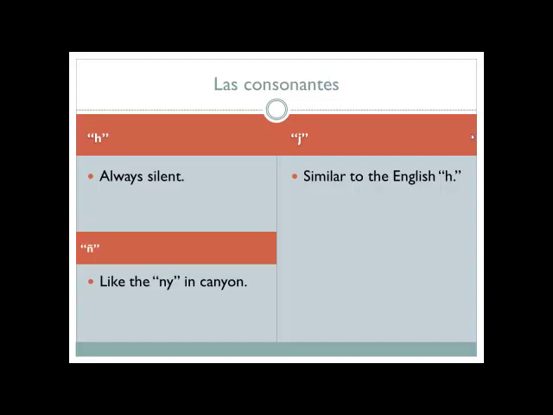One difference is that it's often a harsher sound. It's pronounced in the back of the throat, and it's a harsher sound than the English H. So, for example, the name of the letter is pronounced jota rather than hota. On the recording, it may not be easy to hear the difference between the two, but you'll notice as you listen to people speak that often it will be a harsher sound.